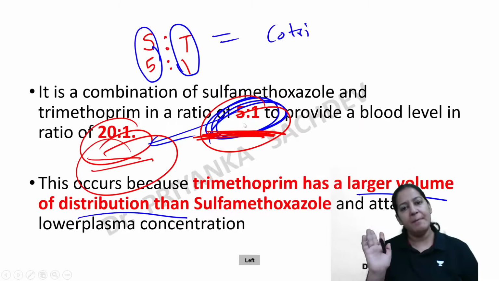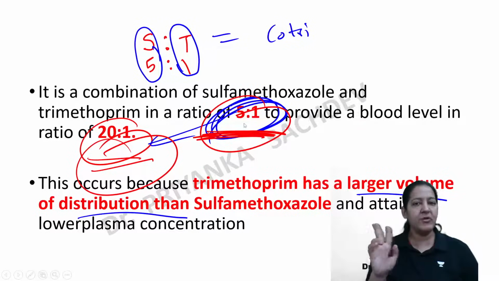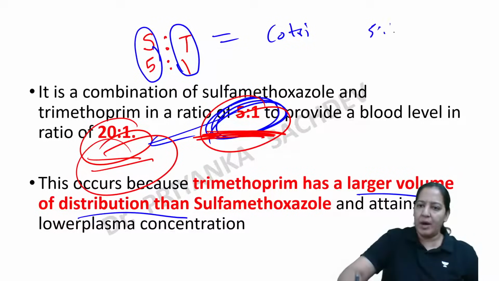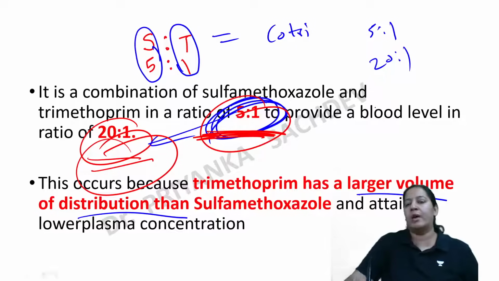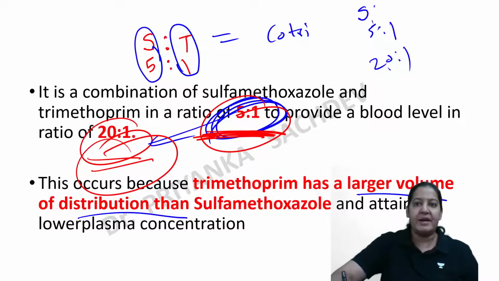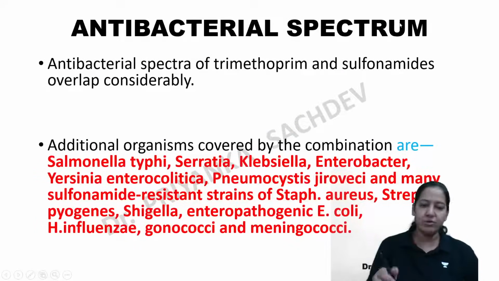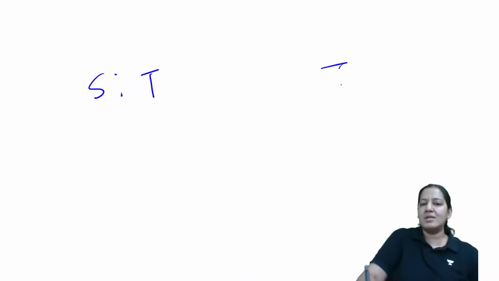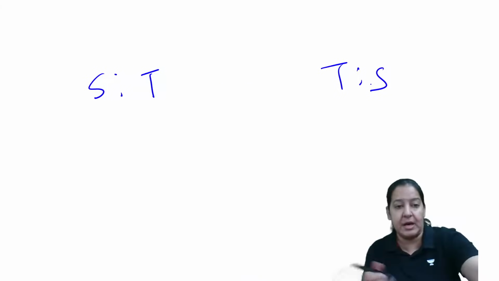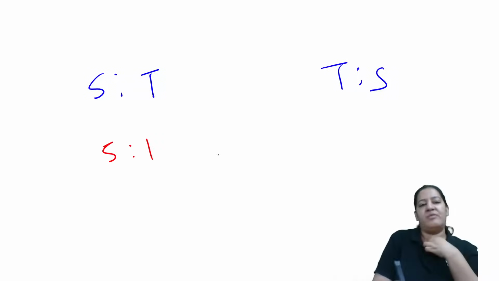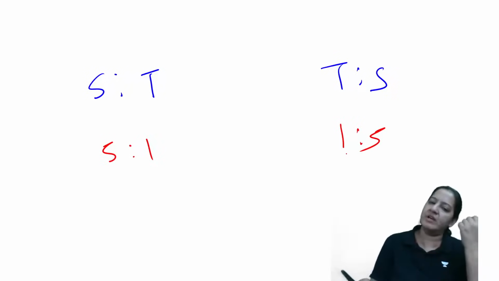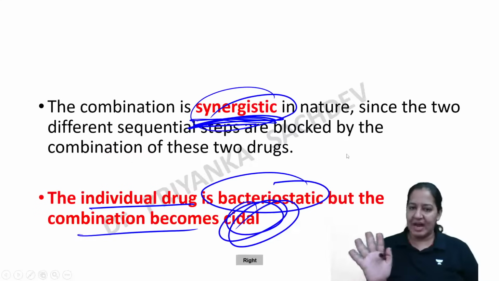Individual drug is bacteriostatic, but the combination is cidal. What is the ratio? We give them in 5 is to 1, but after going in the body, it becomes 20 is to 1. 5 and 20 is the sulfonamide, and 1 is always trimethoprim. So don't reverse it, right? If I ask you the ratio, now read your question. In the exam, if S is to T is asked or T is to S is asked, what is asked? If you ask S is to T, my answer is 5 is to 1. If you ask T is to S, my answer is 1 is to 5. So depending on that, answer can vary.